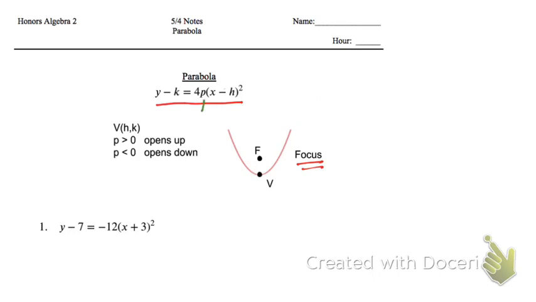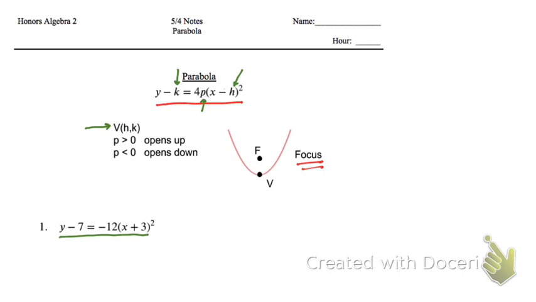The new variable in here is p. We'll talk about what that stands for. We use p for parabola. But our vertex is sitting in the equation right there in front of us. It's that h and k value. So let's talk about this equation as we look at this first problem I have down here.